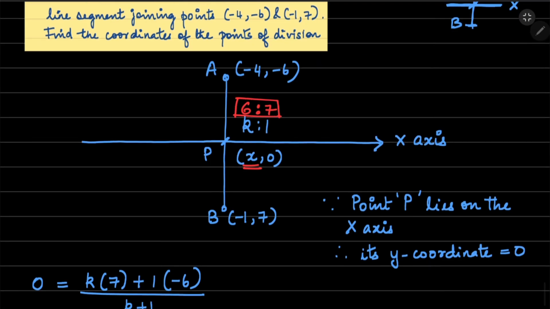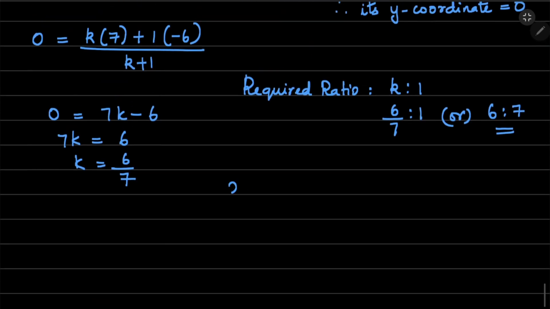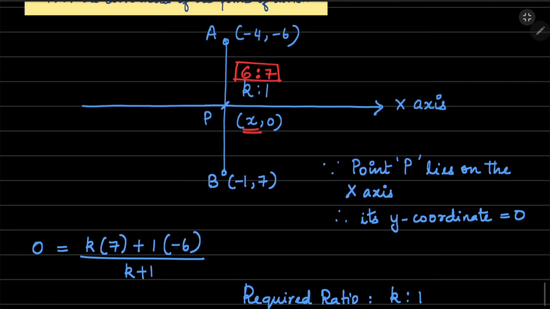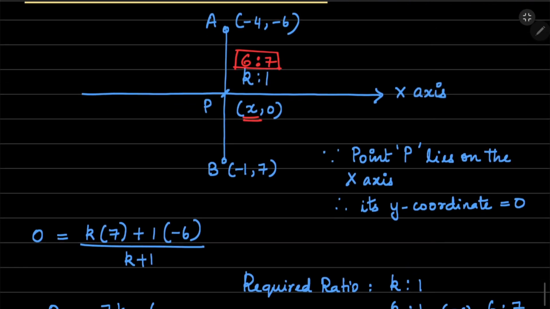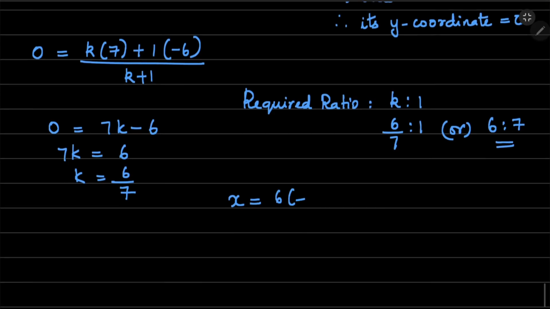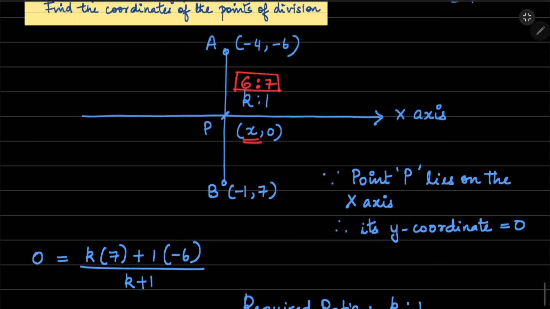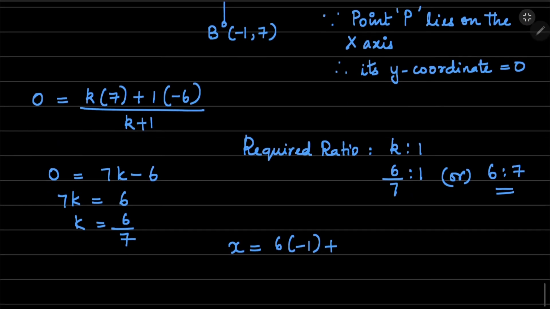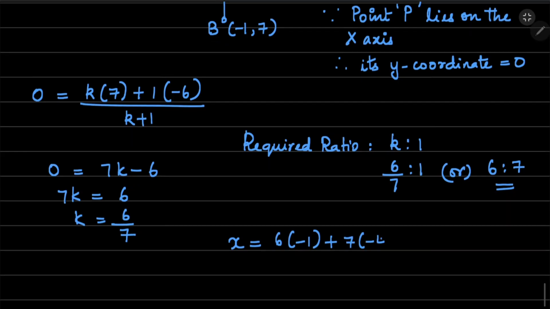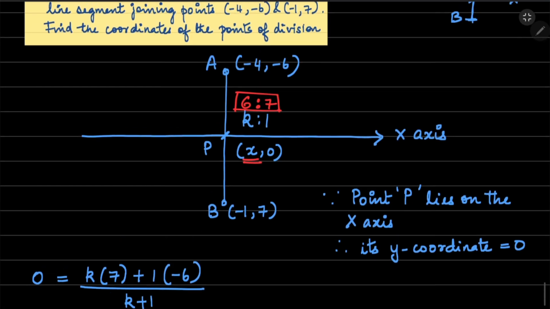Again using the section formula. So x is equal to, using the section formula, 6 into minus 1 plus 7 into minus 4, divided by m plus n, that is 6 plus 7. So this is again the section formula. So how should you do it?